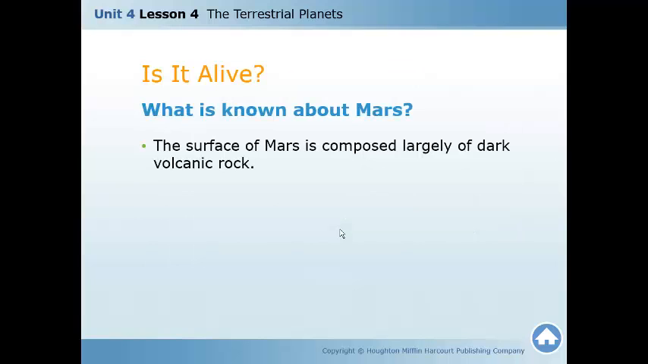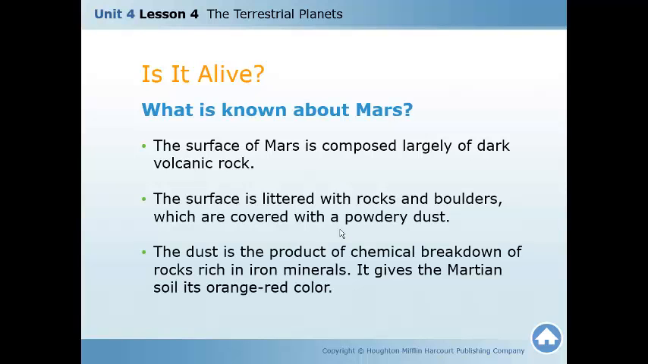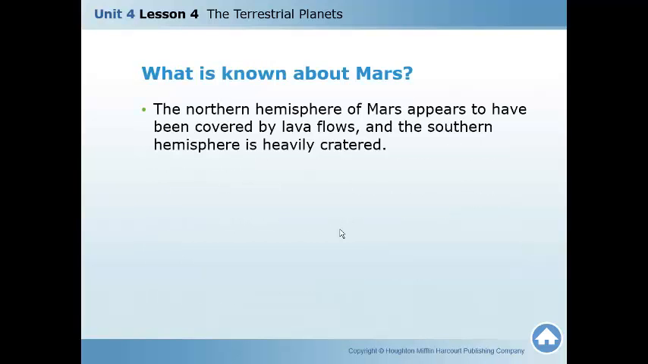All right, let's move on to Mars. Is it alive? The surface of Mars is composed largely of dark volcanic rock, and it is also littered with rocks and boulders, which are covered with a powdery dust. The dust is the product of chemical breakdown of rocks that are rich in iron minerals, and that gives the Martian soil an orange-red color. So as these rocks are breaking down, they're leaving this kind of powdery dust all over the surface of Mars, and it appears red because of the soil.